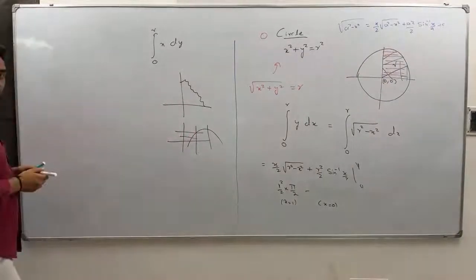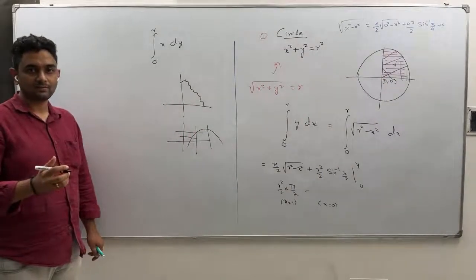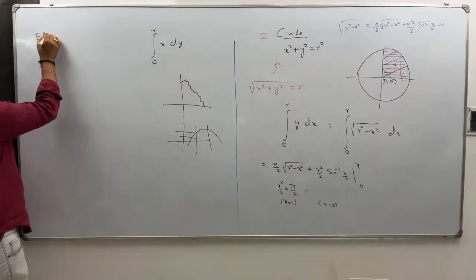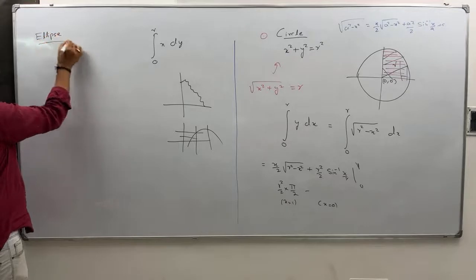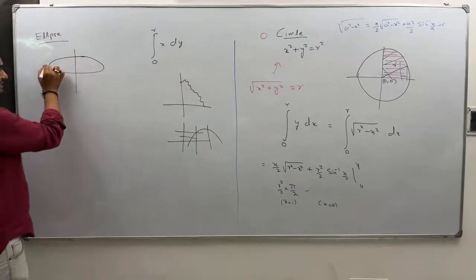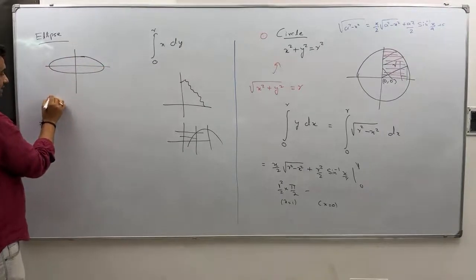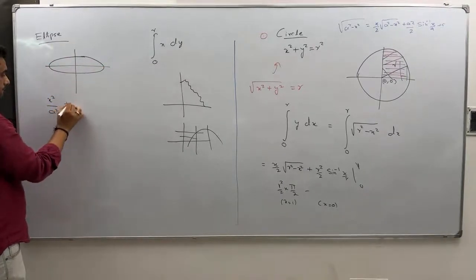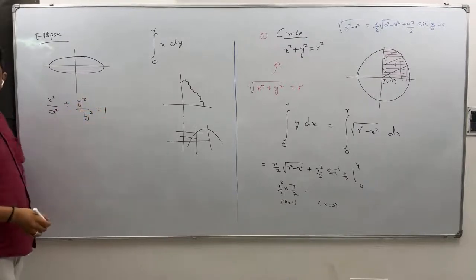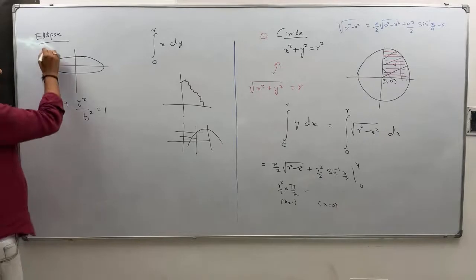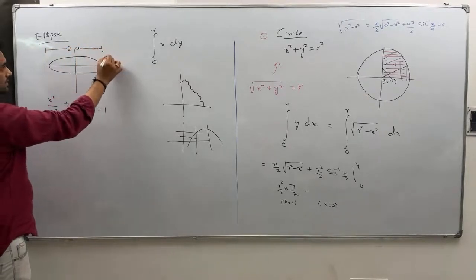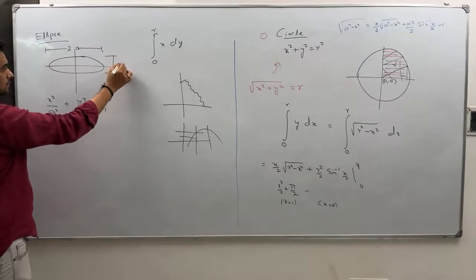So equation of ellipse. Do you remember? Okay, I'll tell you. When we talk about ellipse, if the ellipse is like this, center is at origin. So we write it as x square by a square plus y square by b square equal to 1. This is the ellipse. This length, major axis, is 2a, and this length, minor axis, is 2b.